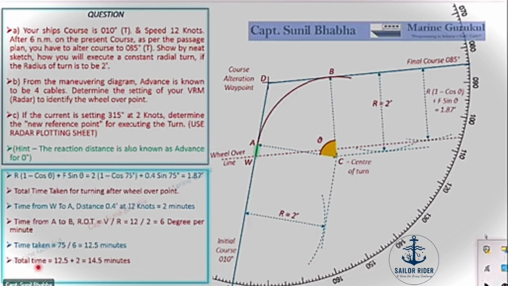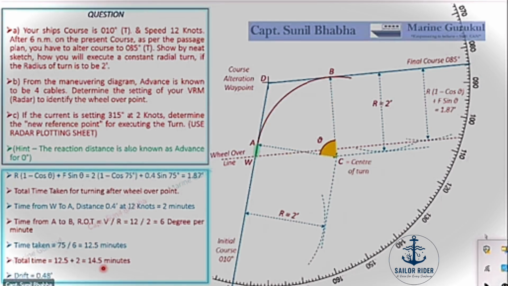The total time now comes out to be 12.5 minutes for the curved path between Alpha to Bravo, plus 2 minutes between Whiskey to Alpha, W2A, that is the reaction distance, total giving us 14.5 minutes. So we now know that from Whiskey to Bravo, the vessel is going to take a time of about 14 and a half minutes. Now let's find out the drift of the current for this time interval.